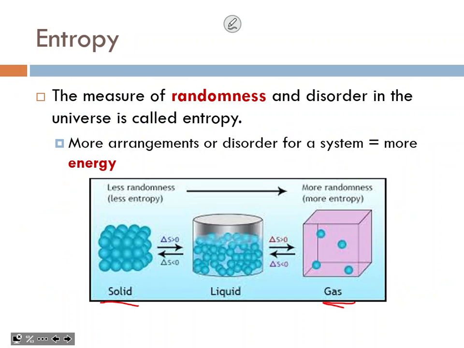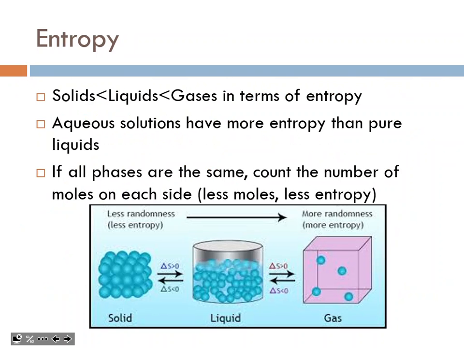Now, solids are very orderly, as you can see, so they have low entropy. Gases have no intermolecular forces, are going everywhere. They have a high entropy. Liquids are kind of in the middle, okay? So keep that in mind. So solids have less entropy than liquids. Liquids have less entropy than gases. There's one other little thing. If you have an aqueous solution where you dissolve some solute in there, aqueous solutions have more entropy than just pure liquids. They have more randomness going on in there.